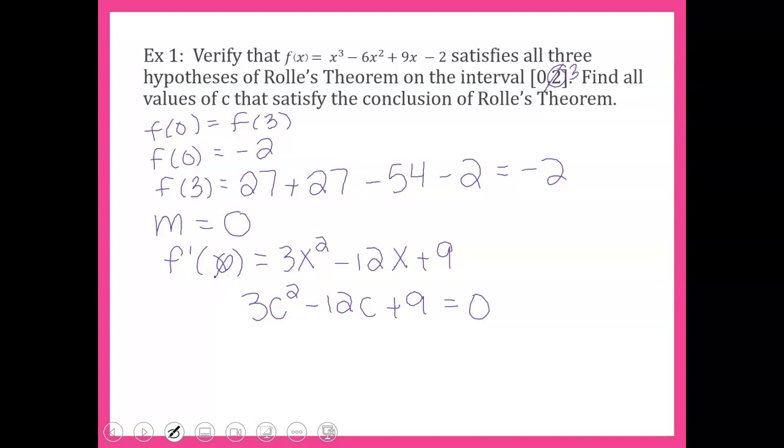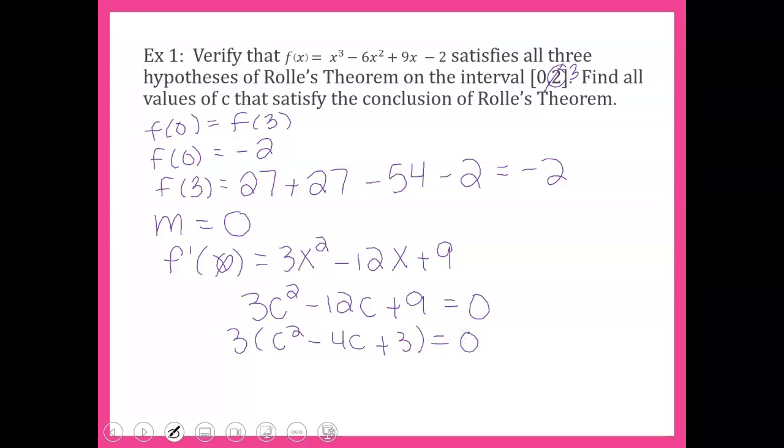So it said find all values of c. So I changed my x's to c's, and then we solve. So 3, 12, and 9 all divide by 3, so you can make this a simpler quadratic.